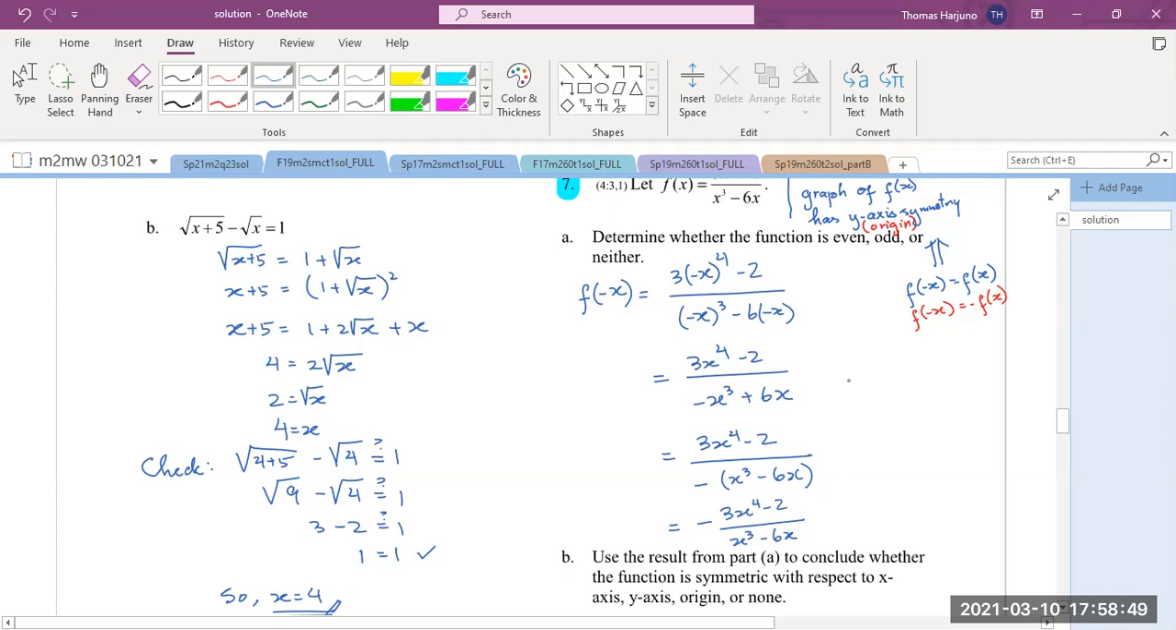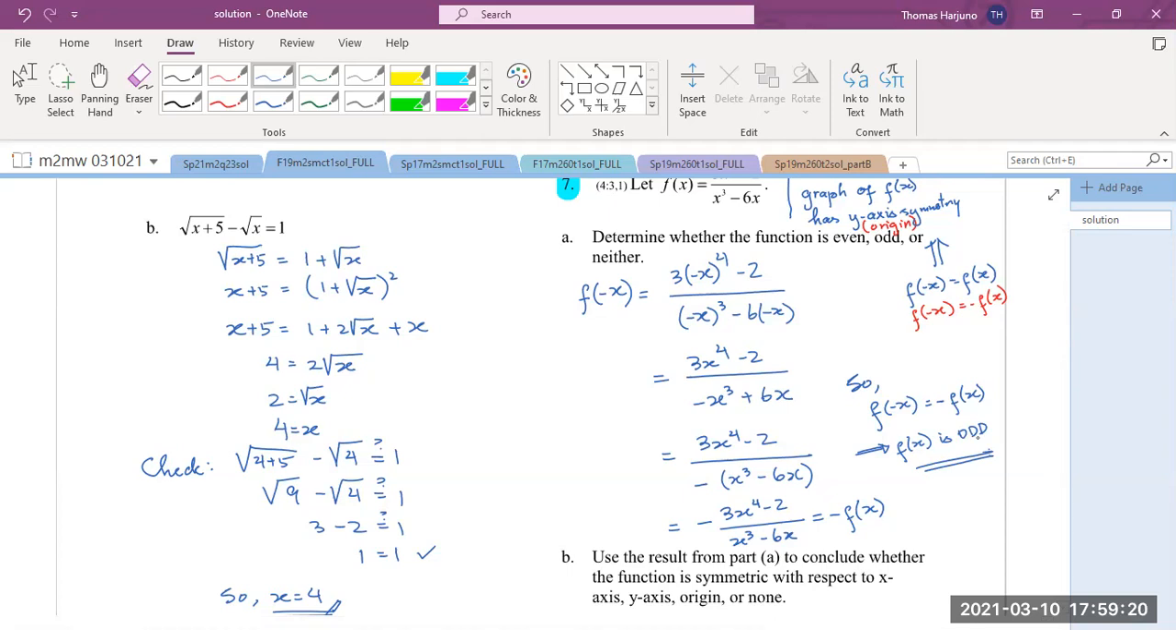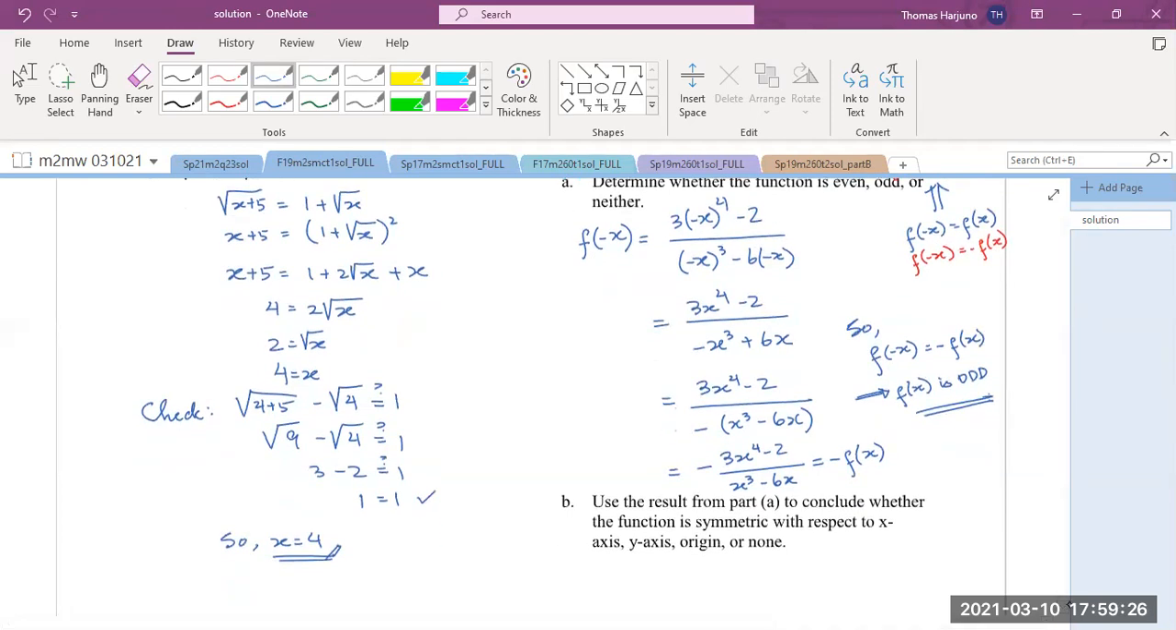Now that implies this is equal to negative f(x). So f(negative x) is equal to negative f(x). That implies f(x) is odd. And then part B, use the result from part A to conclude whether the function is symmetric with respect to the x-axis, y-axis, origin, or none. Well, if the function is an odd function, then it has origin symmetry.